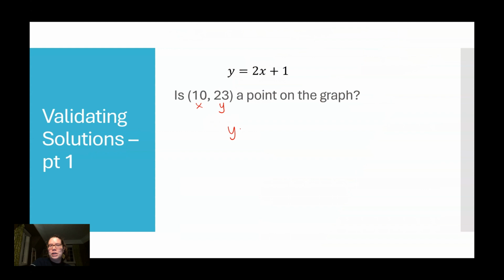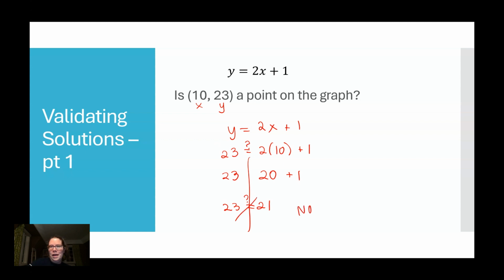So we're going to take our equation and just instead of x and y, we're going to put in these numbers. So 23 was y and 10 was x. And now we're saying, is this really going to work though? So we're not really sure if it's equal. And we're going to find out. So we've still got 23 over here. On this side, I'm going to do 2 times 10. And then I'm going to add those together. And I want to say, is it true that 23 equals 21? No. So this is not a point on the graph. It is not a solution to y equals 2x plus 1.